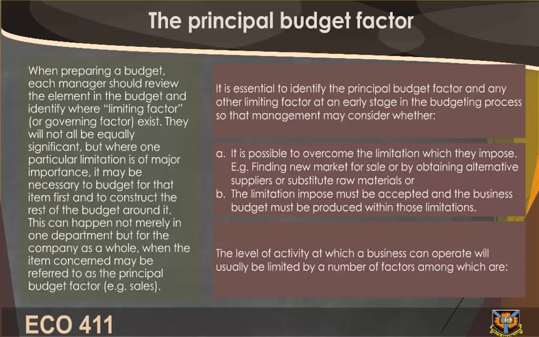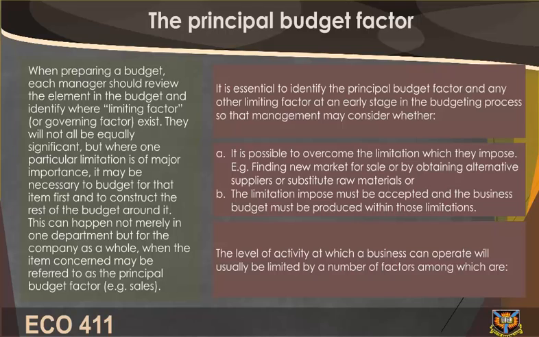It is essential to identify the principal budget factor and any other limiting factor at an early stage in the budgeting process so that management may consider whether A. it is possible to overcome the limitation which they impose, for example, finding a new market for sale or obtaining alternative suppliers or substitute raw materials, or B. the limitation imposed must be accepted and the business budget must be produced within those limitations.